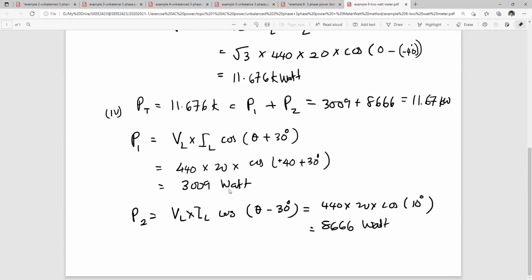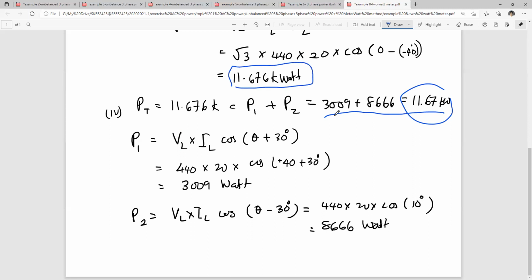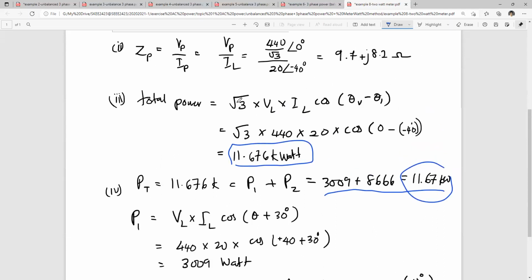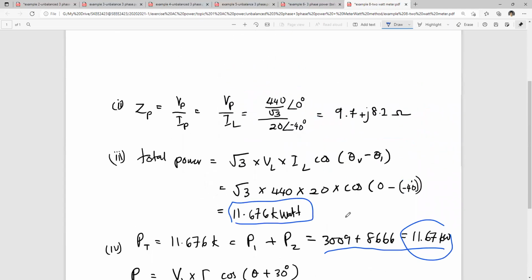The reading of your P2 is for VBC and IC, with cos of theta minus 30 degrees. So you will obtain the reading of P2 as 8666. If you sum these up, you will obtain the same answer, which is 11.67 kilowatt, equal to the calculation that we used to calculate the total power. Meaning that your calculation and the readings are correct.